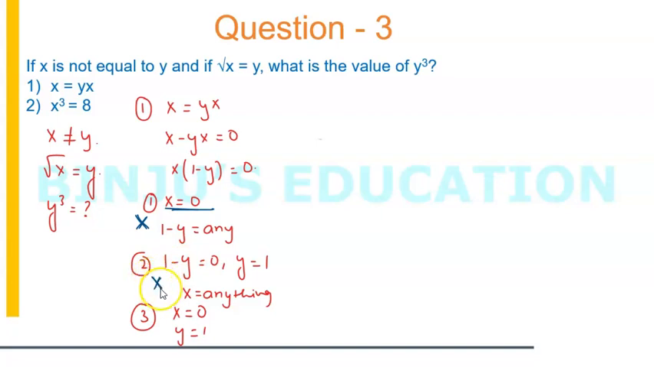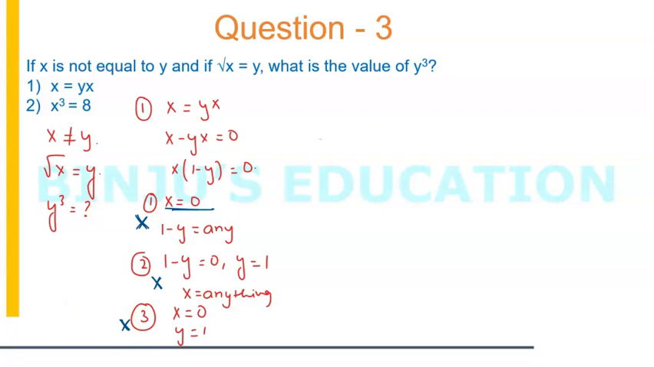This also goes out. And of course the third one will go out because we want root of x to be equal to y. X being 0, root of 0 can never be equal to 1. So I don't think we'll get any value of y cube from here. It's not possible. The conclusions are not in line with the fact given to us in the question.